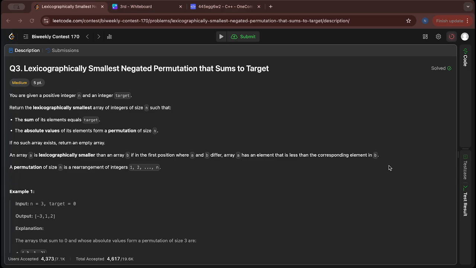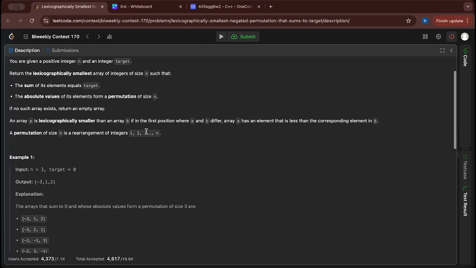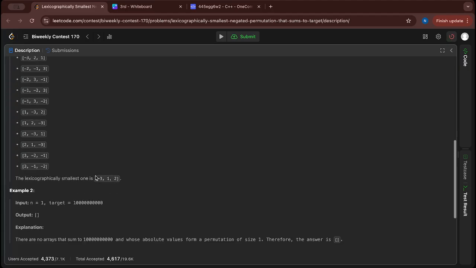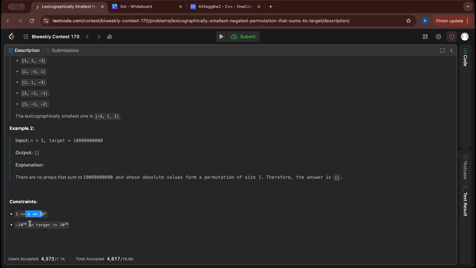Hello, in this video let's discuss the third question of today's contest. You are given a positive integer n and an integer target. Return the lexicographically smallest array of integers of size n such that the sum is equal to target and the absolute values form a permutation of size n. If no such array exists, return an empty array. The constraints are n is up to 1e5 and target is from 1e10 to minus 1e10.